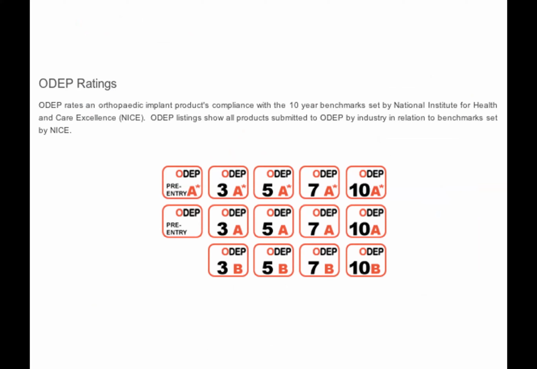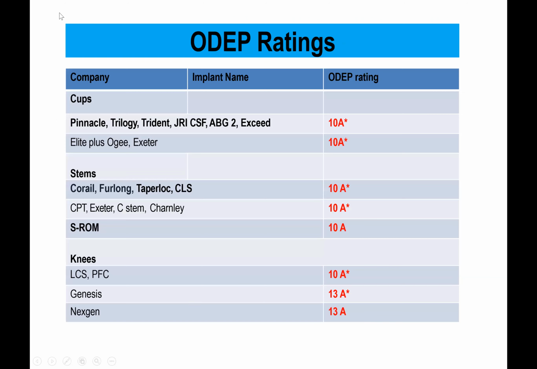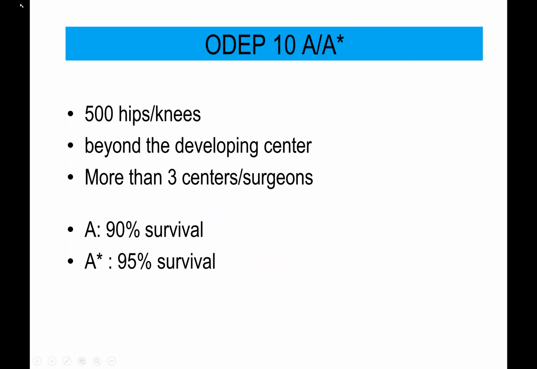You have from 3 to 10, but 10 is the full benchmark according to NICE. The letter represents the evidence, that is A or B. Letter A is strong evidence. Letter B is acceptable evidence. And the star was included by NICE in 2014, in which a benchmark revision rate of less than 5% at 10 years was defined. That means if you have an ODEP rating of 10A or 10A star, they have done a study on 500 hips or knees beyond the developing center, that is more than 3 centers and surgeons.